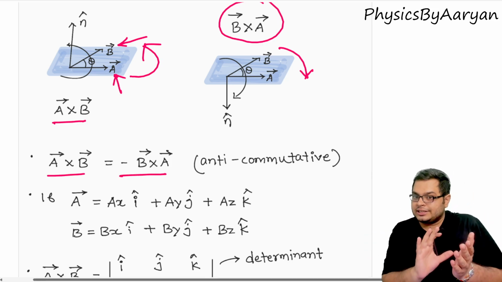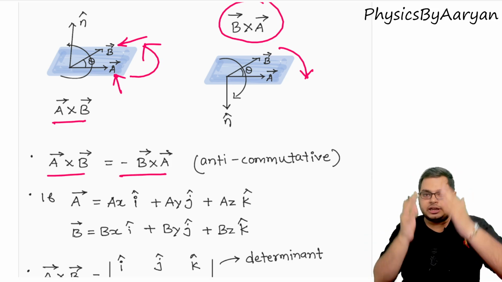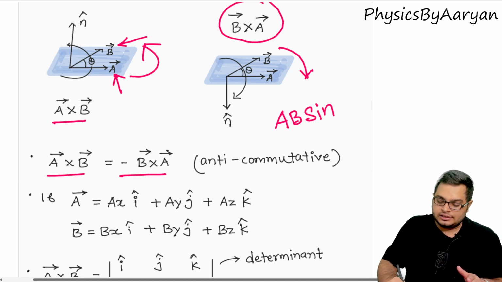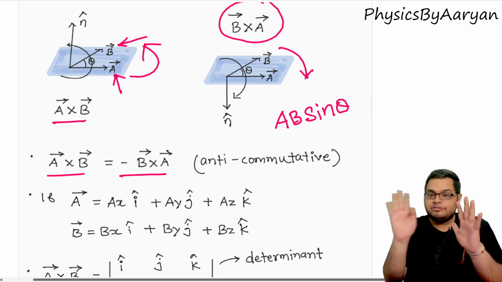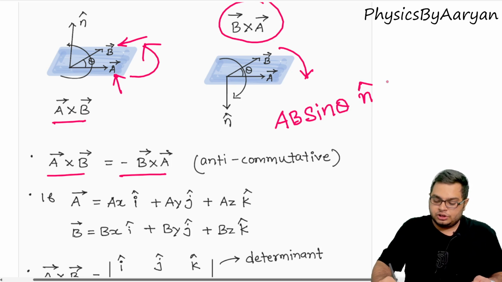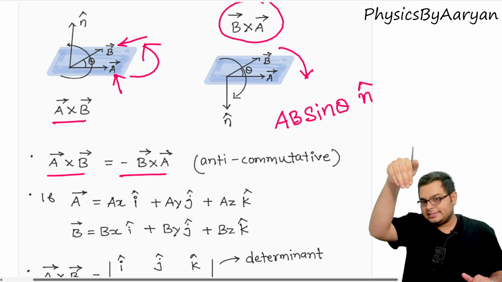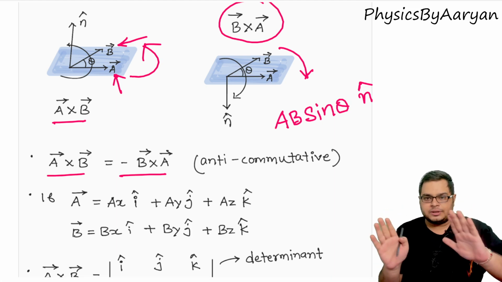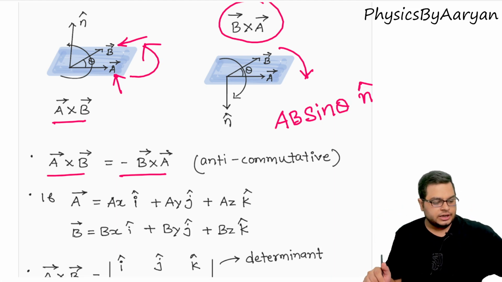Their magnitudes are same. The magnitude of A cross B and the magnitude of B cross A is exactly same, because the magnitude is given by AB sine theta. The only difference that is coming is in n cap. In one case n cap is going up and in the second case n cap is going down. Magnitude wise both of them are same, right?